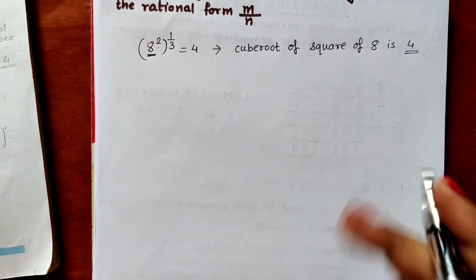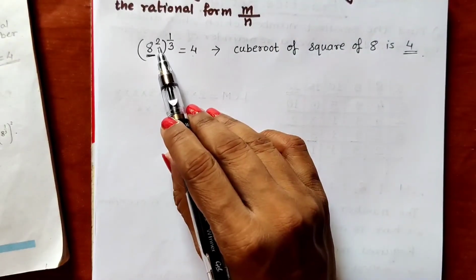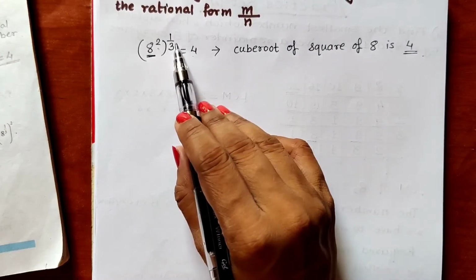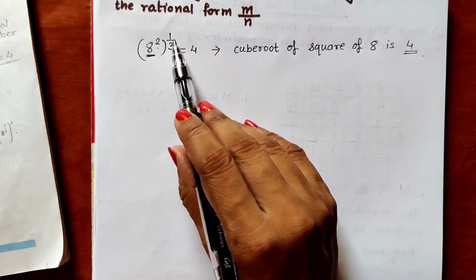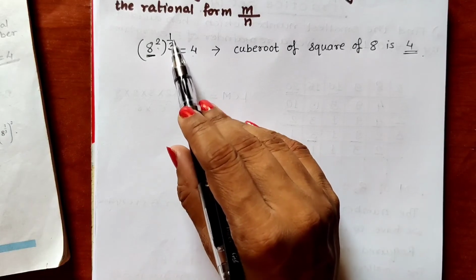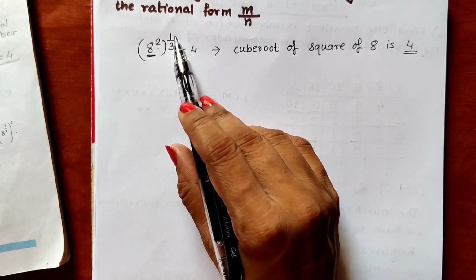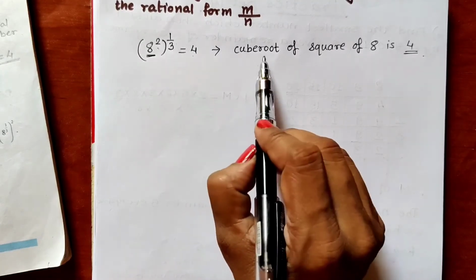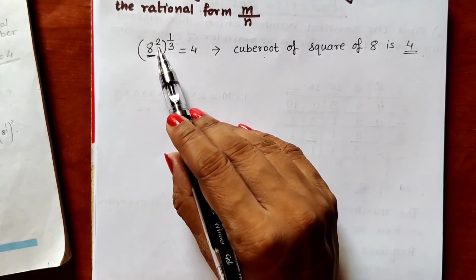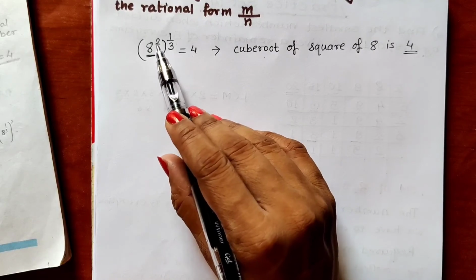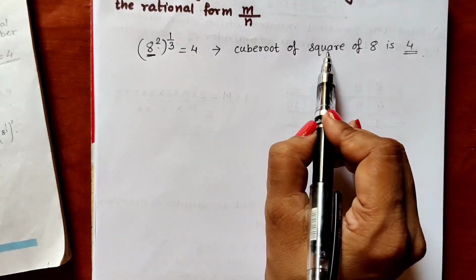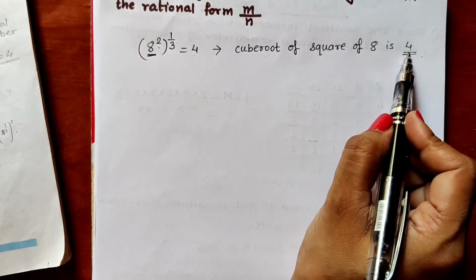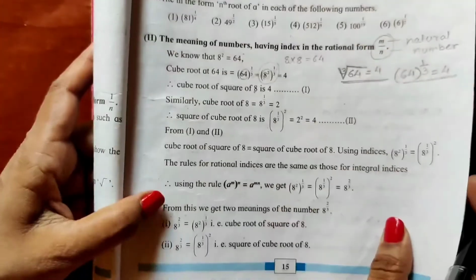So in this way, when there are two indices, we can write like this. The index which is written outside is a rational number. It is in the fraction 1 upon 3. So it means what? It is cube root. And when the index inside the bracket is written in this form, it is square of 8. Answer is 4. Now let us see next.